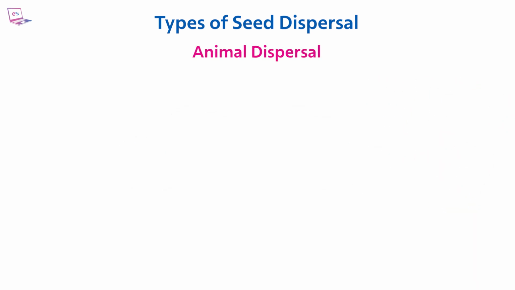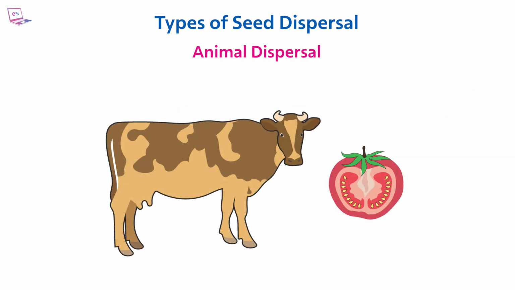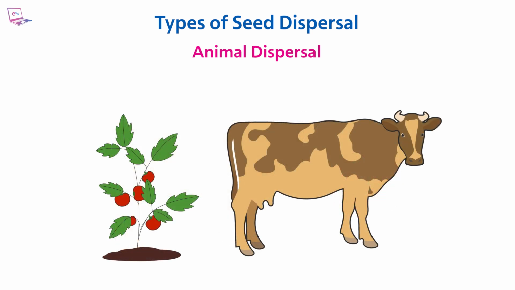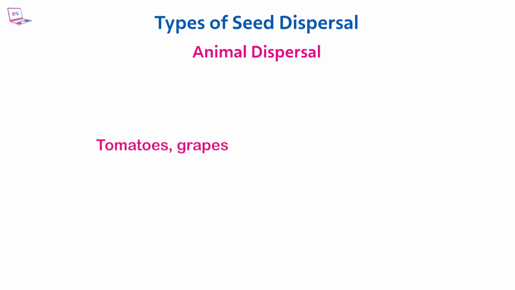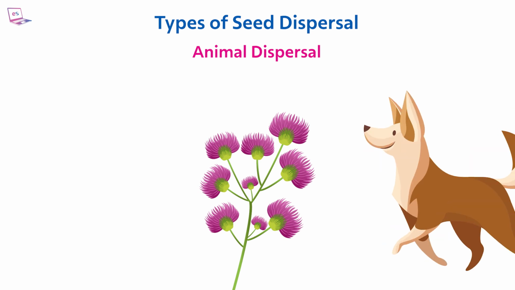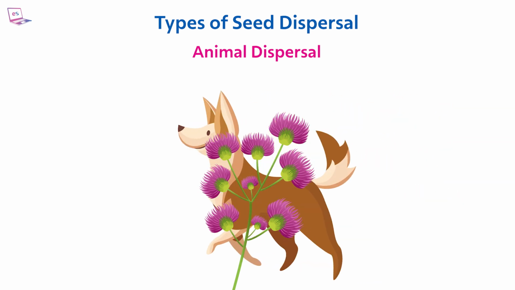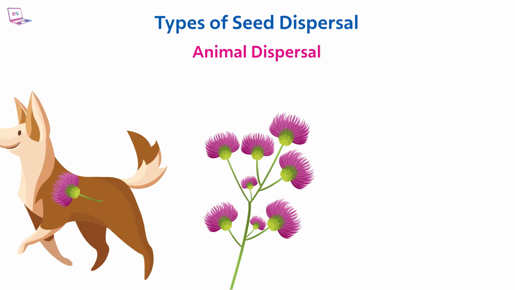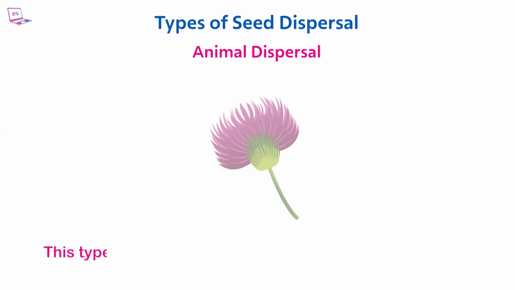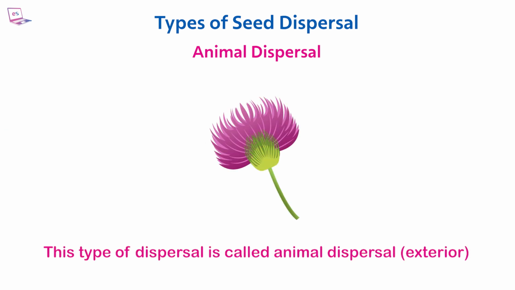Animal dispersal. When animals eat fleshy fruits, the seeds are dispersed after passing through their digestive system. Tomatoes, grapes and raspberry plants are grown using this method. Sometimes, the fruit of some plants with hooks will get attached to the fur of the animals and get carried from one place to another. This type of dispersal is called animal dispersal, exterior.